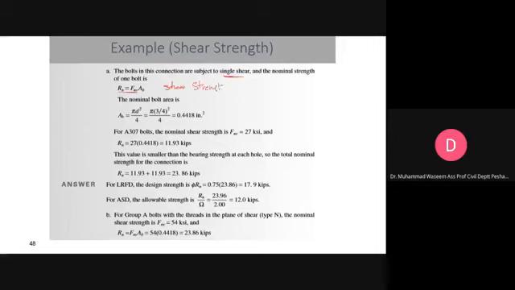So you can go to that table, and for example, you are doing it for A307. For A307, the nominal shear strength of a bolt is 27 times the area of the bolt. So you calculate the area, and this area is pi d square by 4, and this is subjected to single shear. So you calculate shear strength. This is 11.93.